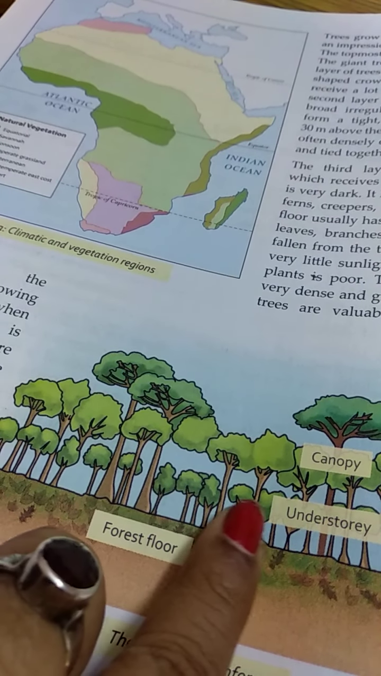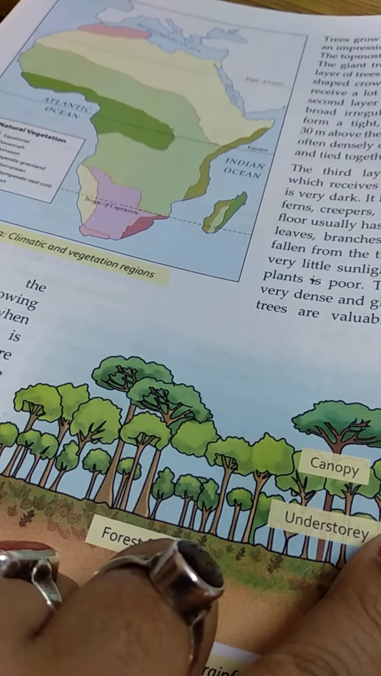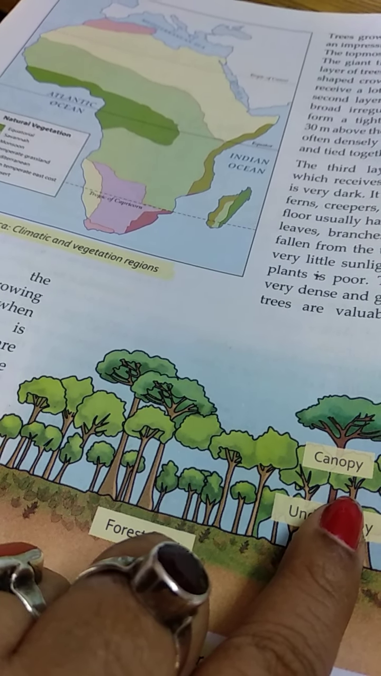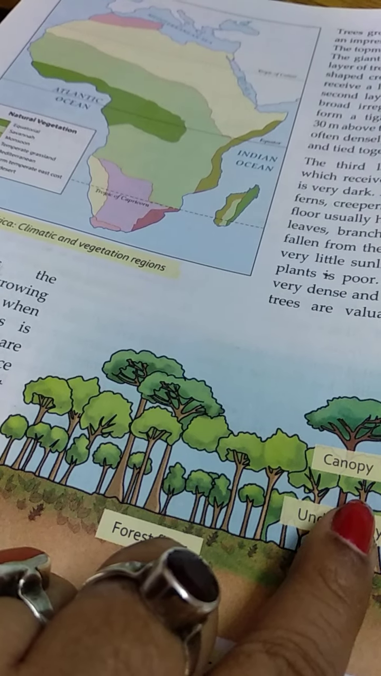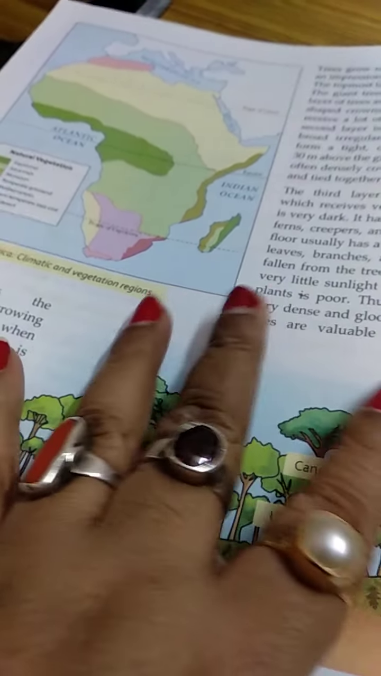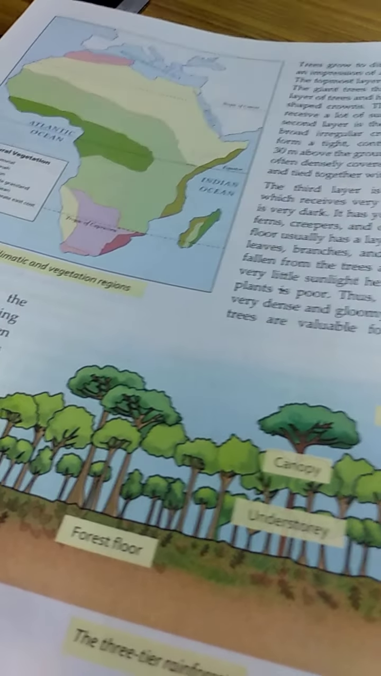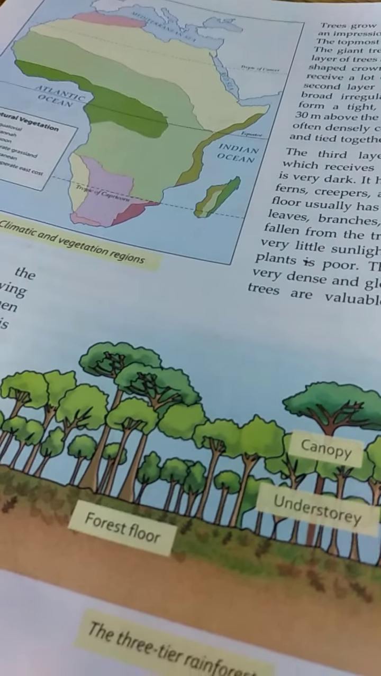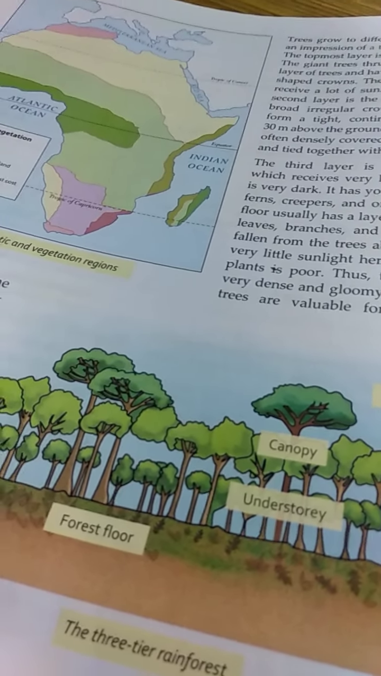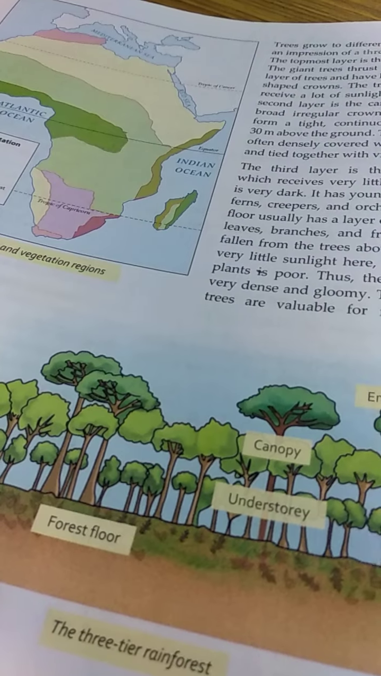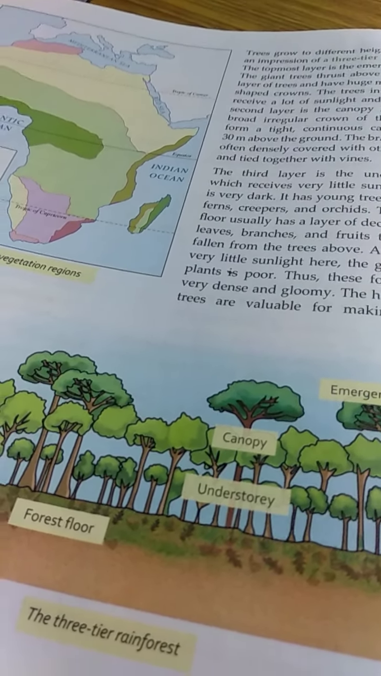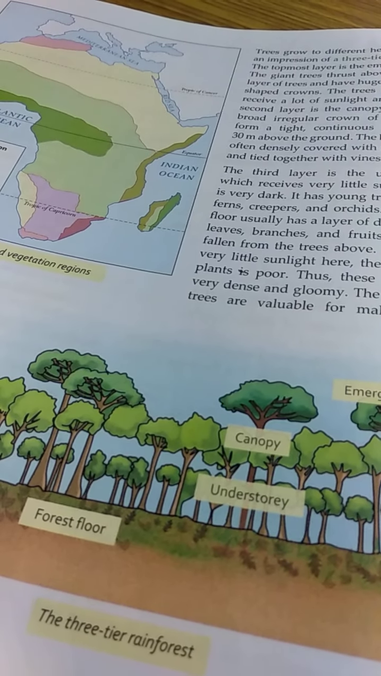The second layer, the canopy layer, is broad and irregular, and the crowns of these trees form a tight continuous canopy. As they are closer to each other, they grow bigger, come in contact and form a canopy or umbrella type. They are irregular, broad. They are 20 to 30 centimeters above the ground, and the branches are covered densely. They are tied up with each other.